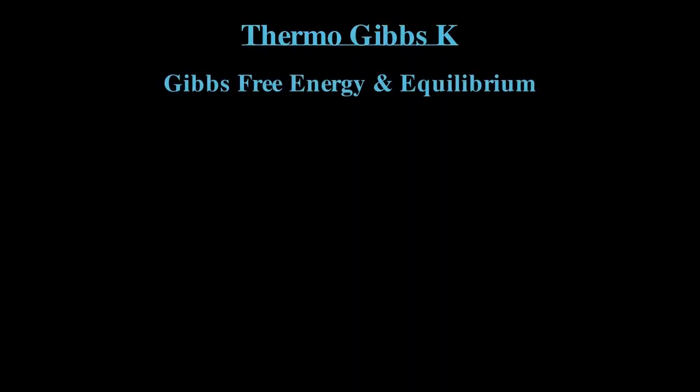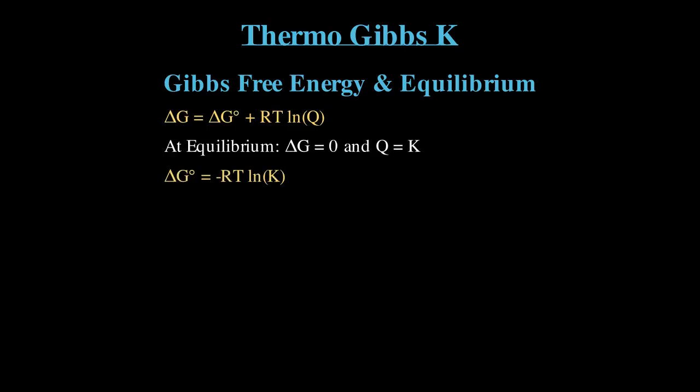Now, let's connect thermodynamics to chemical equilibrium. The change in Gibbs free energy for any non-standard condition is given by delta G equals delta G naught plus RT natural log of Q, where Q is the reaction quotient. The most important point is at equilibrium. At equilibrium, the reaction has no further net tendency to change, so delta G equals 0 and the reaction quotient Q becomes the equilibrium constant, K. Substituting these into our equation, we get 0 equals delta G naught plus RT natural log of K. Rearranging this gives us the crucial relationship, delta G naught equals minus RT natural log of K.